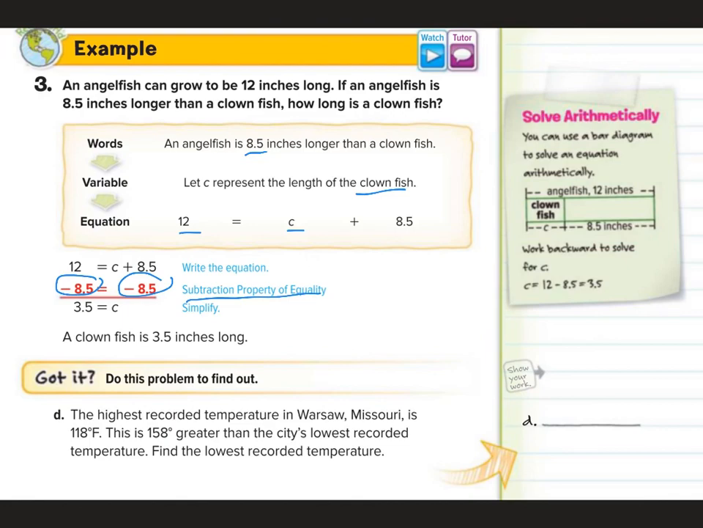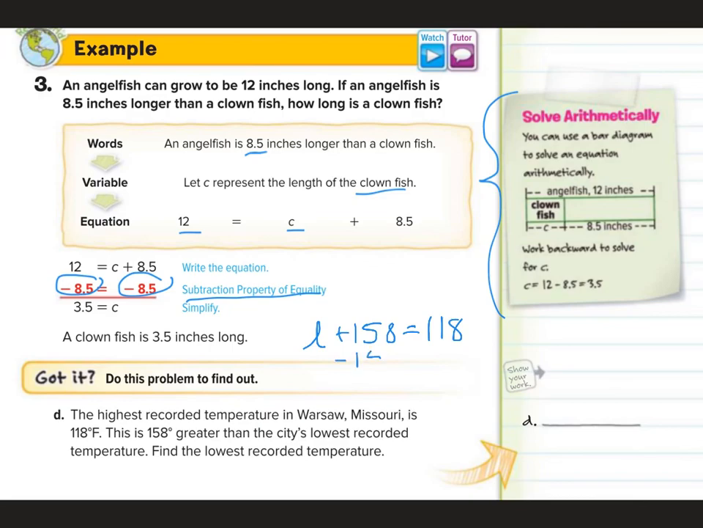So let's try one on our own. It shows us an example of the bar diagram method on the side here. The highest recorded temperature in Warsaw, Missouri is 118 degrees Fahrenheit. This is 158 degrees greater than the city's lowest recorded temperature. So the lowest recorded temperature plus 158 degrees equals 118 degrees. So that's my example. And so now let's find the lowest recorded temperature.